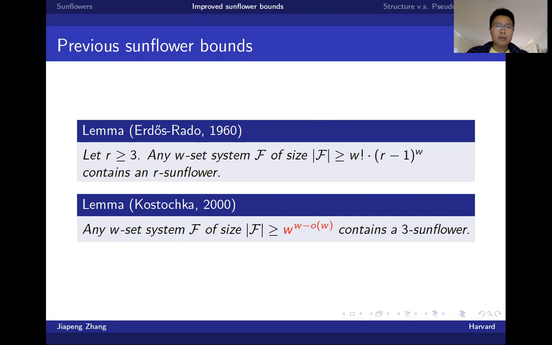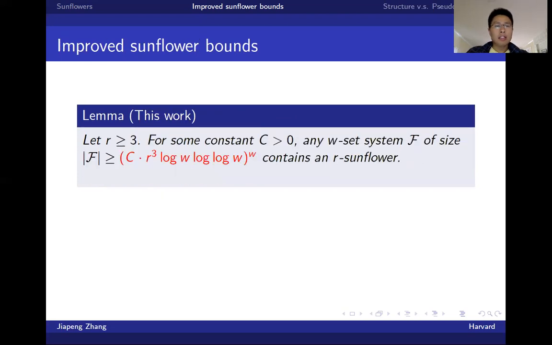Okay. So then what is our bound? In this work, we proved the following: for any fixed r, there's a constant C. I want to emphasize that this constant C does not depend on r and also does not depend on w. It's a universal constant. Maybe it could be 10,000 or something like that. You can figure out what it is exactly from our proof. It's just a constant. Then any w-set system of size at least C times r to the cube times log w to the w contains an r-sunflower.